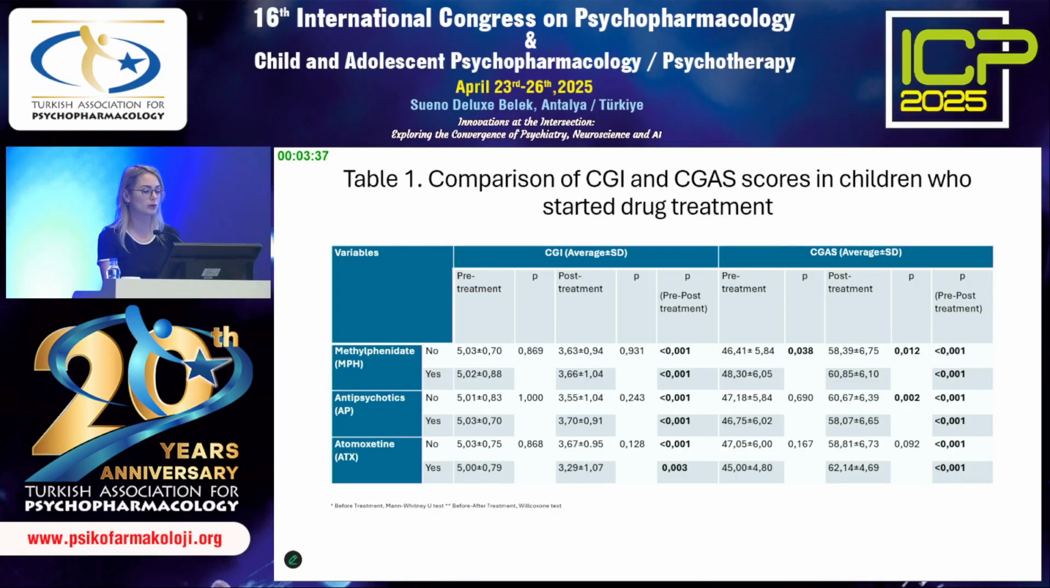Table 1 shows the comparison of CGI and CGAS scores in children who started drug treatment. Looking at the drugs, we see that in all of them, CGI and CGAS scores vary, and the CGAS score shows a significant difference. However, what stands out is that in the methylphenidate group before the treatment, the CGAS score was a little high. The group's functionality was higher.